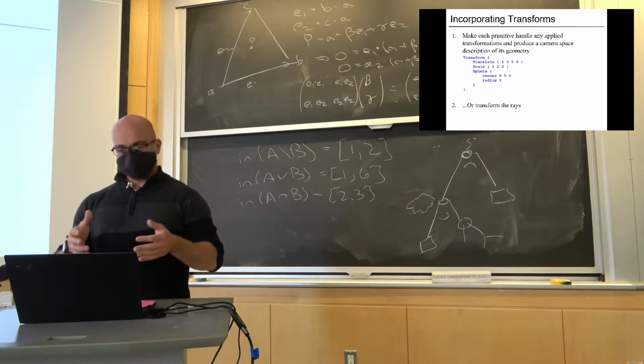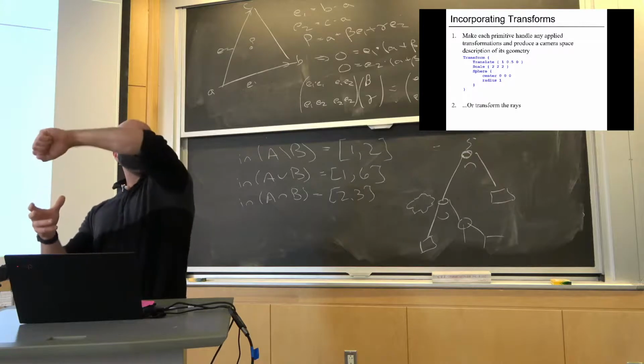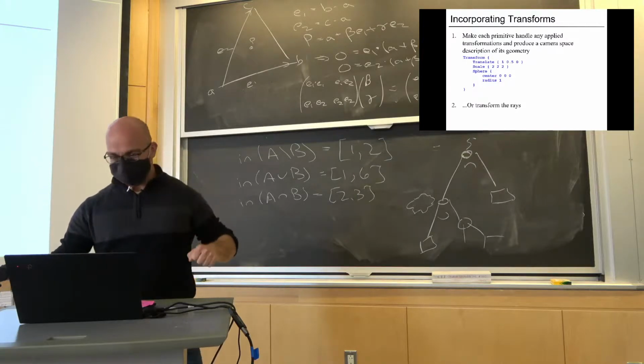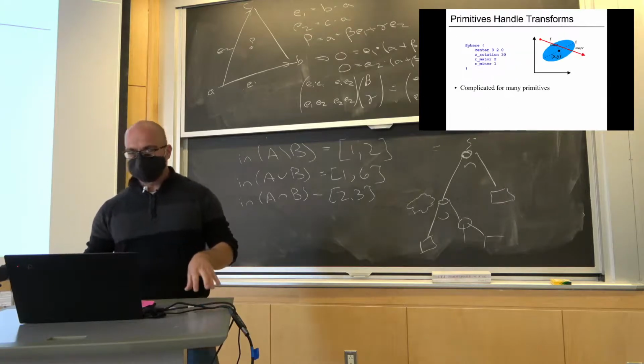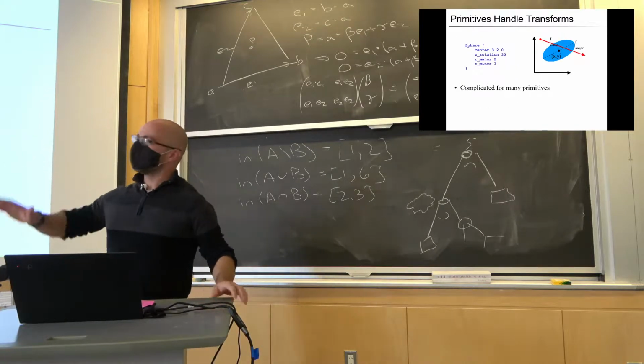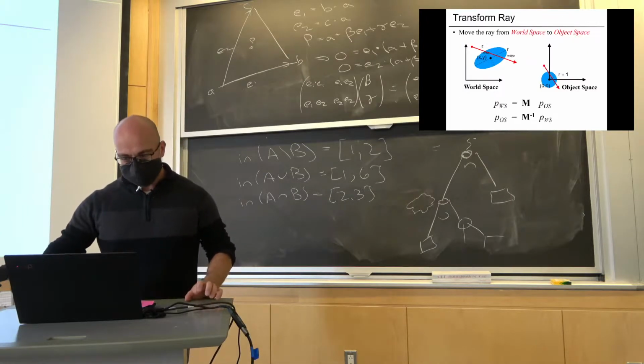So here's the trick. I can either transform the object, or I can leave the object alone and actually transform the ray. This is a sneaky trick. And we're going to choose that second one because essentially making primitives that handle every possible transformation is going to get really annoying. So here's how we do it.